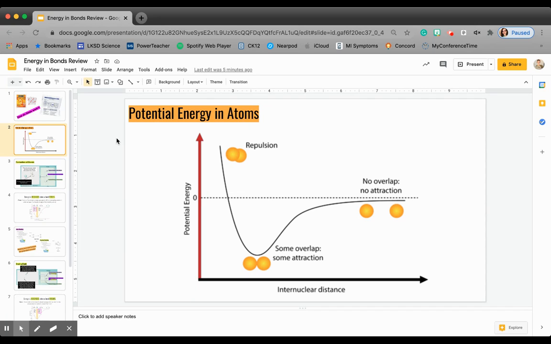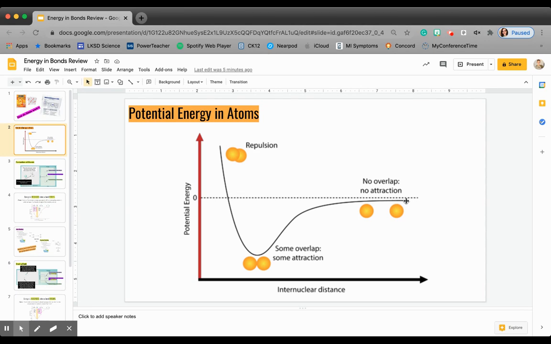But this is review, right? Potential energy in atoms. We had a graph that looked like this. The y-axis represents the amount of potential energy. I want to point out that this line represents zero, which means the atoms have no potential energy. That was one of the most commonly missed questions on our exit slips: people thought this line represented low potential energy, and it's not. This line represents zero. When atoms are super far apart, the potential energy of those atoms is pretty much zero. They're not interacting at all.